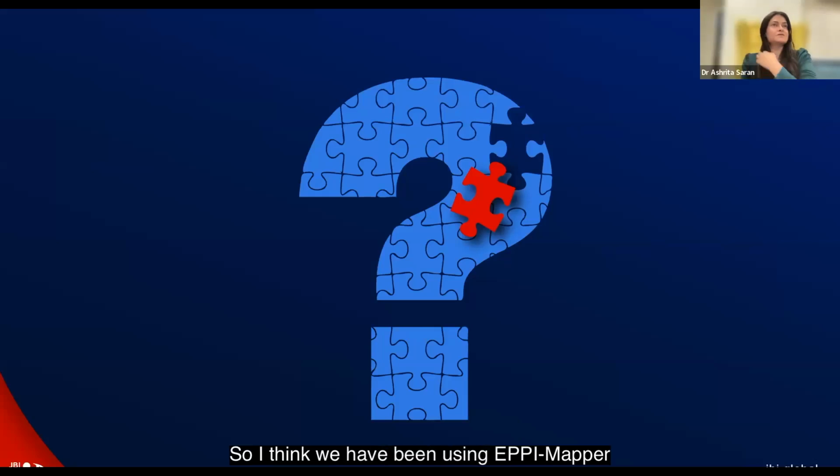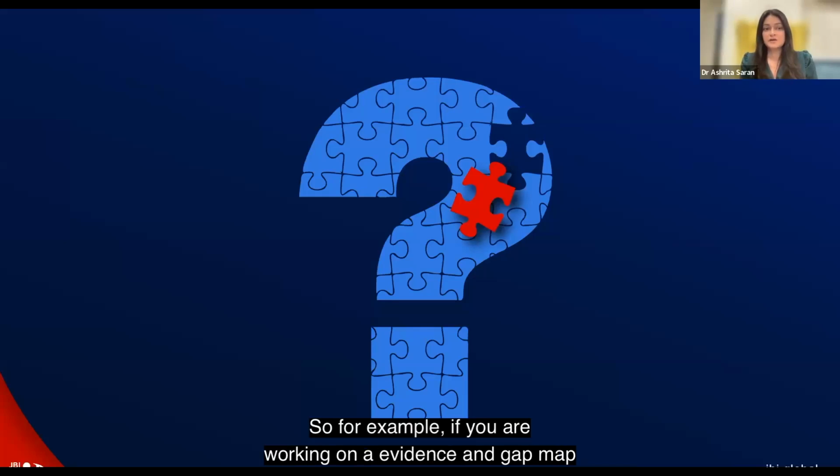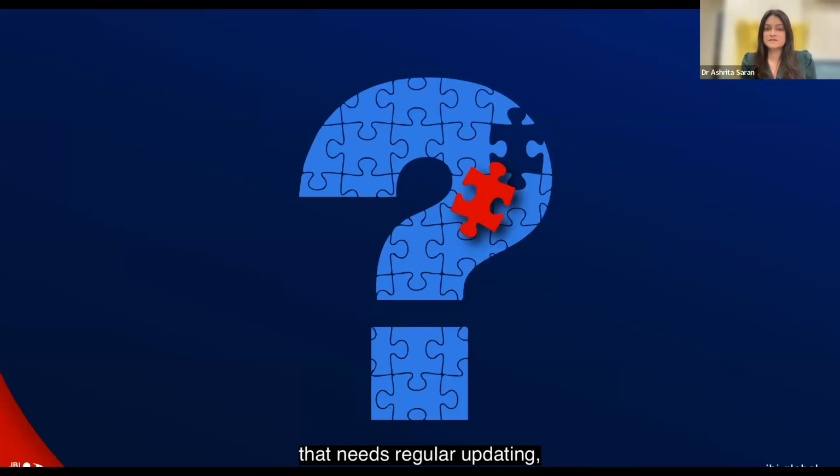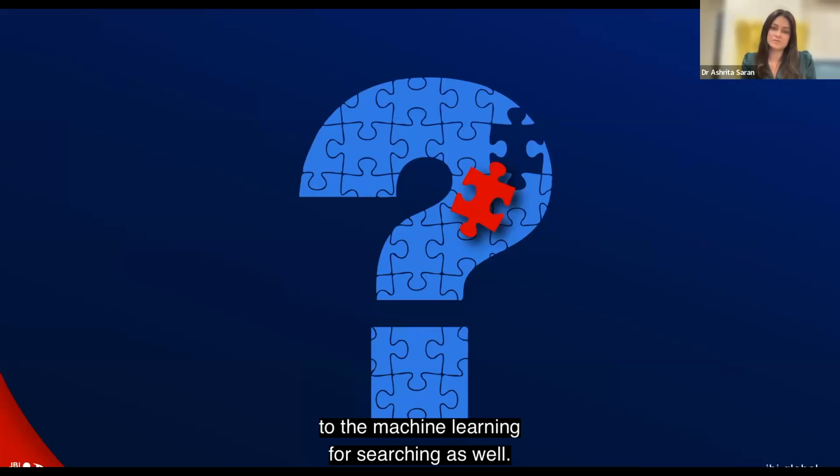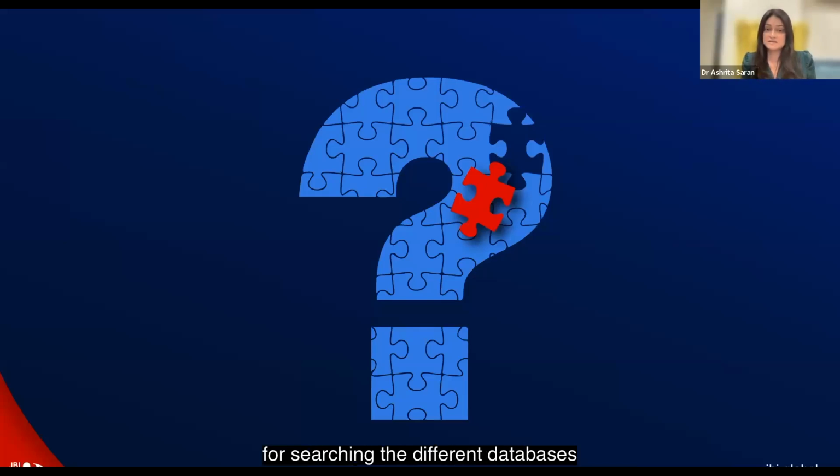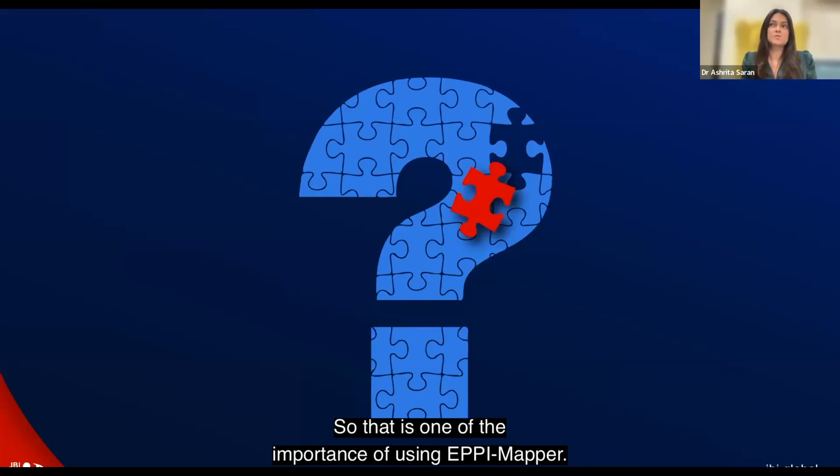So I think we have been using EpiMapper for a very long time, and that is a preference for us for one important reason: it enables machine learning. For example, if you're working on an evidence and gap map that needs regular updating, EpiMapper should be the software of choice, because you can link it back to machine learning for searching as well. For example, it is linked to OpenAlex, which is a very comprehensive platform for searching the different databases and the literature. So that is one of the reasons for using EpiMapper.